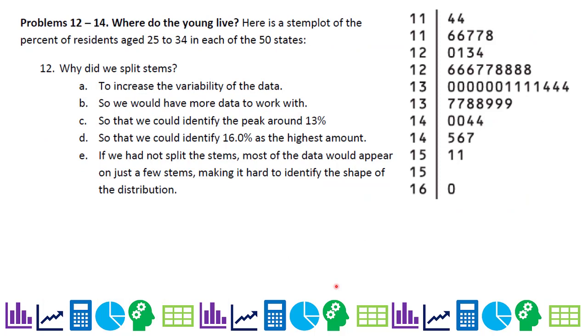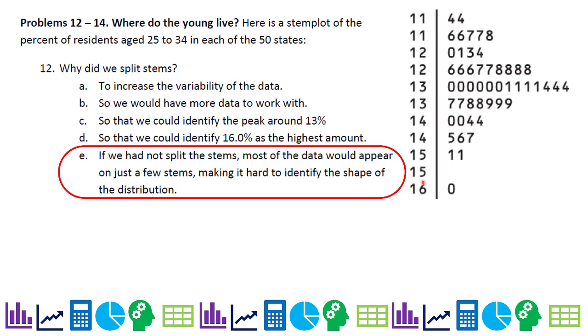12 through 14, stem plots. So here's a stem plot for the percent of residents aged 25 to 34 in each of the 50 states. And they ask, why did they split the stems? Well, you can see that I would only have 6 stems. It would be kind of hard with only 6 stems to see shape. So if we had not split the stems, most of the data would appear on just a few, making it hard to identify shape.